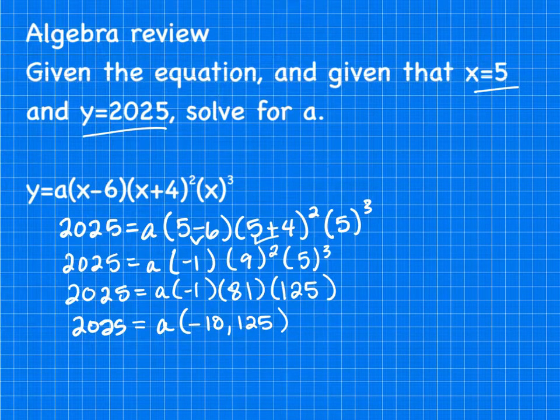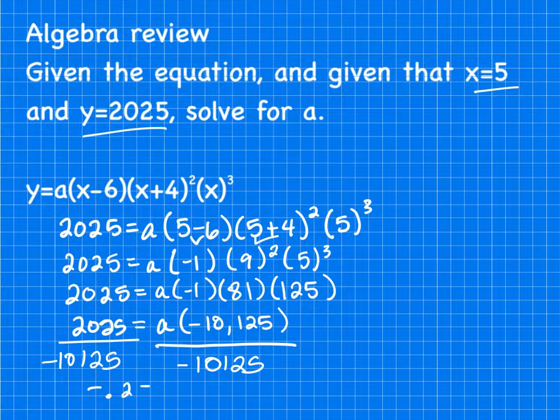So to get rid of anything, what you end up having to do is divide. So we're going to divide by -10,125. And I should just pause the video while I'm doing this, but whatever. We get -0.2 or -1/5. So when we write out, we'll get to that part in a minute. So that's the algebraic process for solving for that.